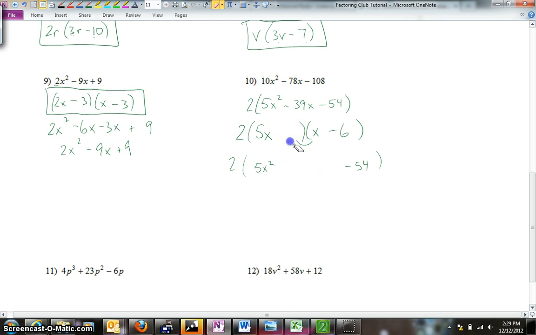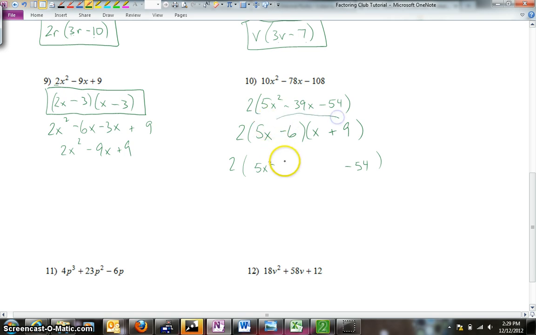What if we switch their places? Let's go with a 9 here. Ooh, I changed my colors. I don't want to do that. I kind of want to stay the same color here. Let's go with a 9 here and a negative 6 there.